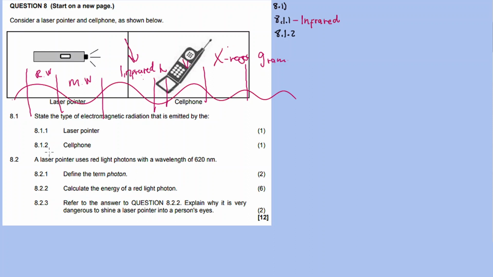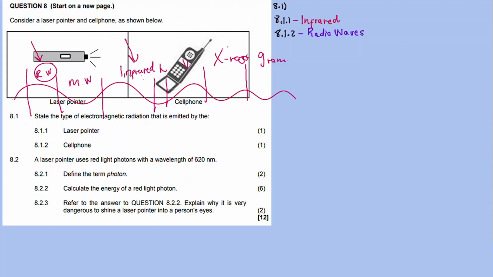8.1.2, a cell phone. Your cell phone communicates with cell phone towers because of cell phone waves that travel over long distances, which can only be transported by what? By radio waves. So for 8.1.2 we have radio waves.